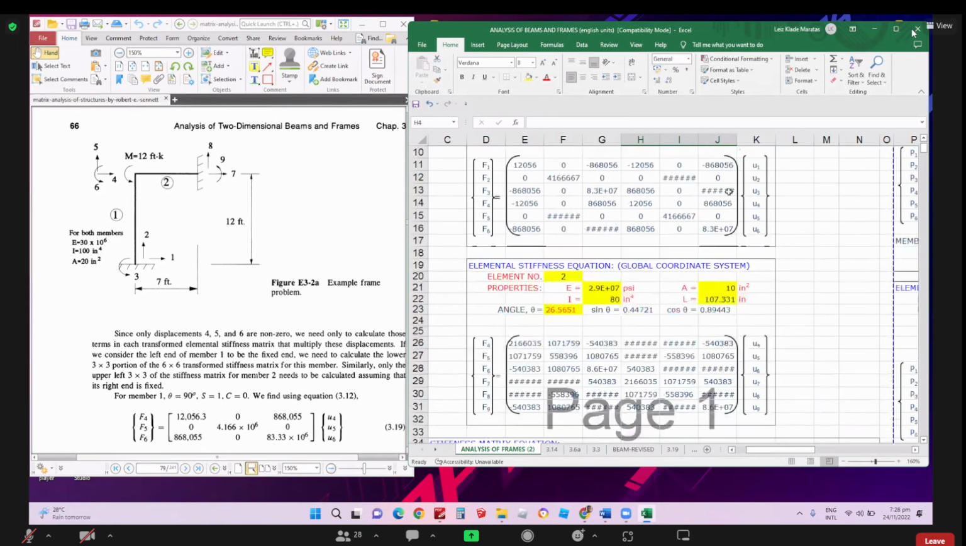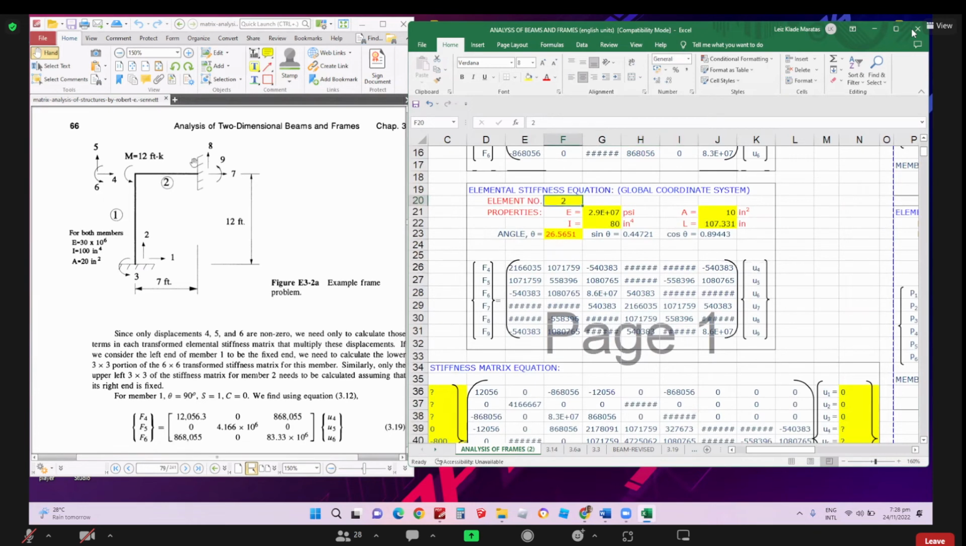Now, let's go to element number 2. This is our element number 2. This is my first node, and this is my third node. This is the local x, same as my global x earlier. So what is the angle? 0, since there is no rotation. That's basically the same. So the E remains the same.